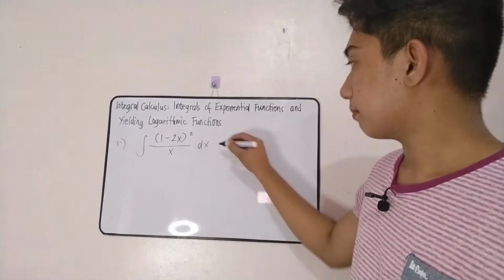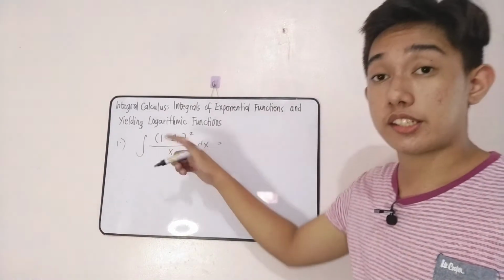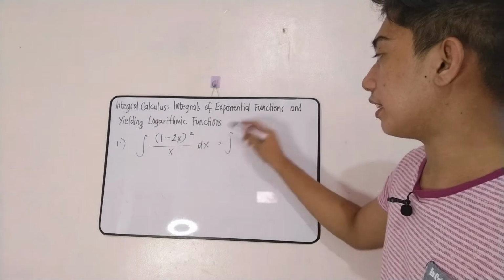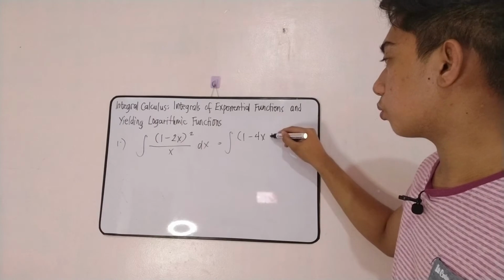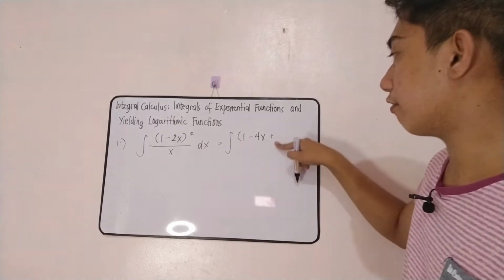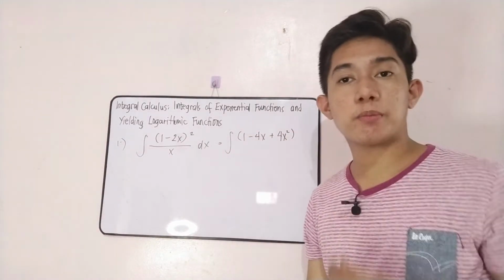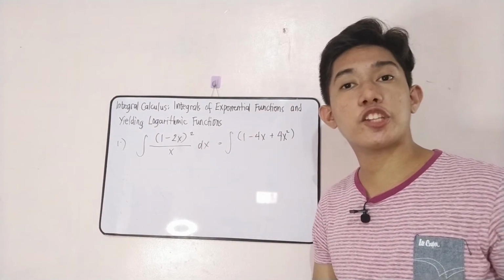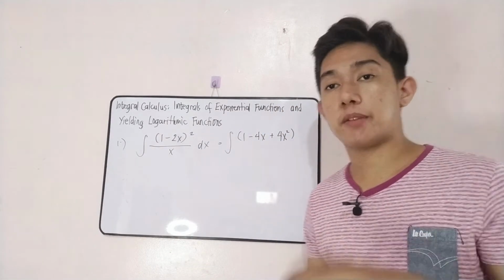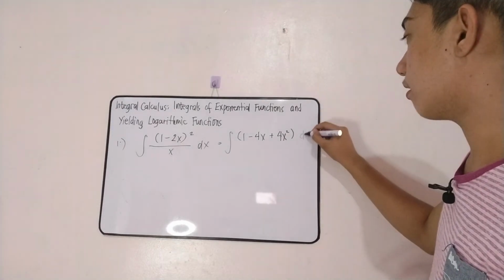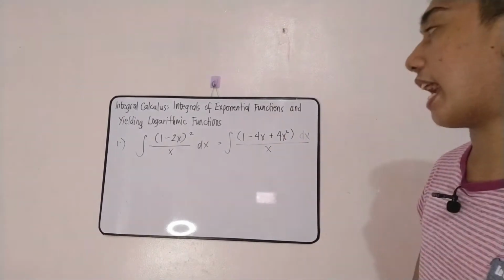Okay? So, first things first, again, we will expand this function. So, this becomes the integral of 1 minus 4x plus 4x squared, all over x. How do we expand? Square of a binomial. You follow the square of the first term, then twice the product of the first term and the last term, then the square of the last term. So, that is how to expand.